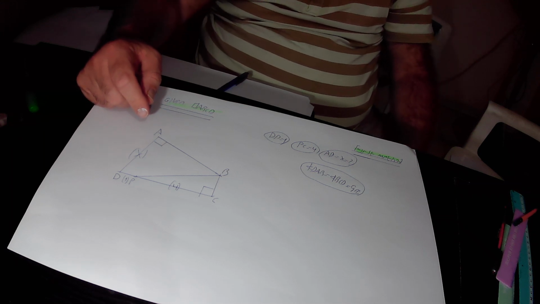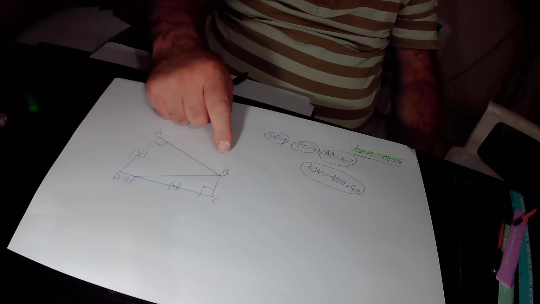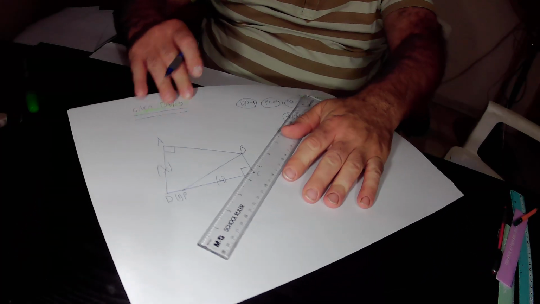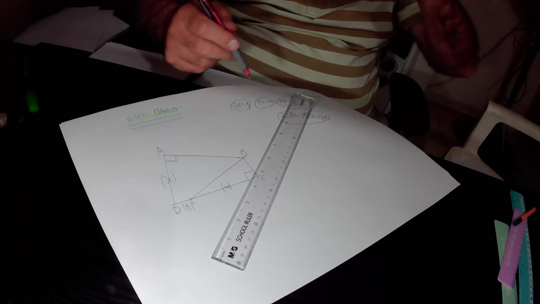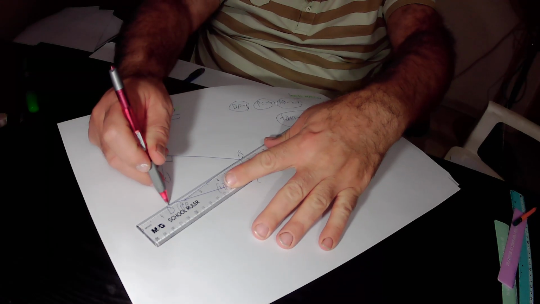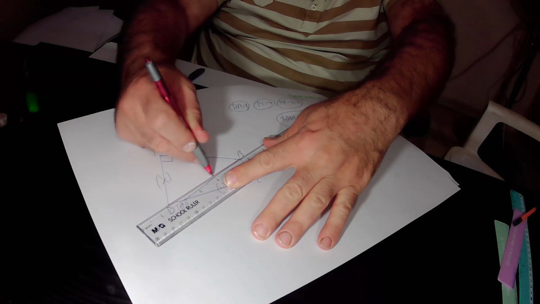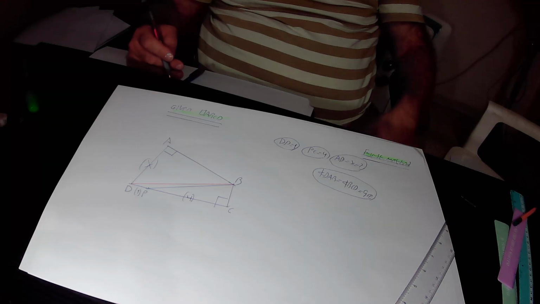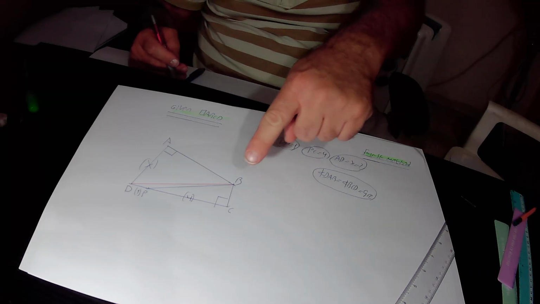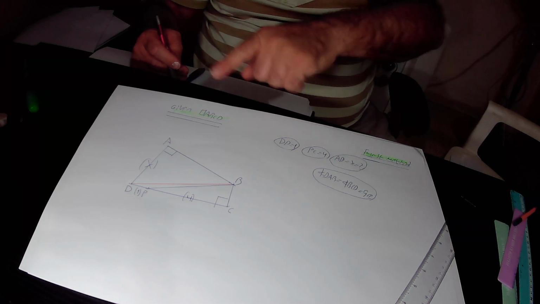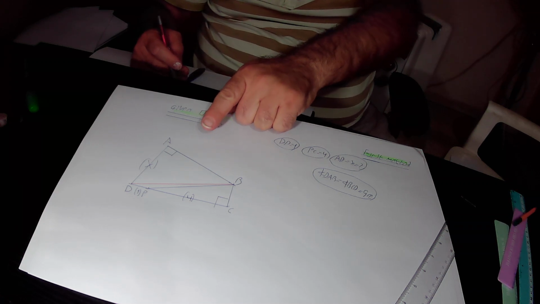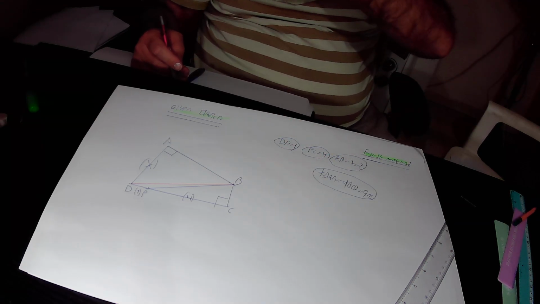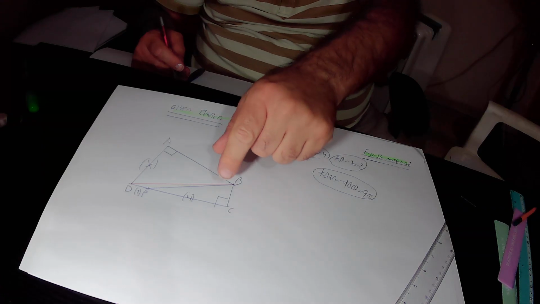So in the first step, we will join points B and D together by a straight line. By joining points B and D, we divide this quadrilateral ABCD into two triangles: the upper right triangle ABD and the lower right triangle BCD. So we will apply the Pythagoras theorem on both of these right triangles.